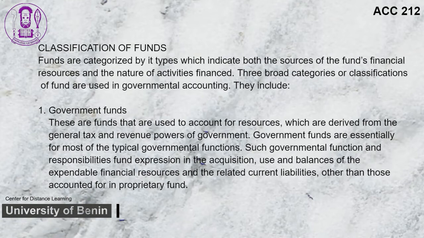These are funds that are used to account for resources, which are derived from the general tax and revenue powers of the government. Government funds are essential for most of the typical governmental functions. Such governmental functions and responsibilities find expression in the acquisition, use, and balances of the expendable financial resources and the related current liabilities, other than those accounted for in proprietary funds.